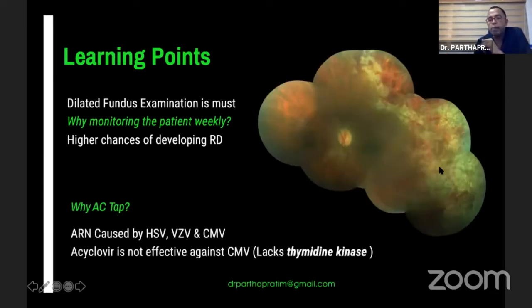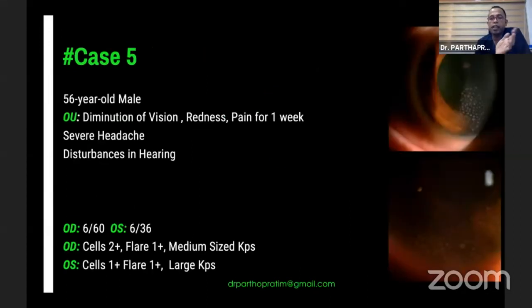Now, why AC tap? I'm showing you another picture here. As you can see here, this patient, when we did the AC tap, it was positive for CMV, cytomegalovirus. Now, you have to remember that if it is caused by cytomegalovirus, acyclovir is not active in these cases, because acyclovir needs thymidine kinase to work, and the cytomegalovirus does not contain this thymidine kinase. So you need to do AC tap in cases of acute retinal necrosis.